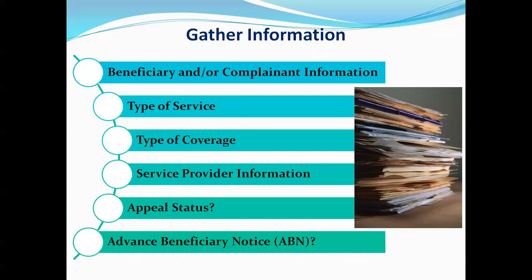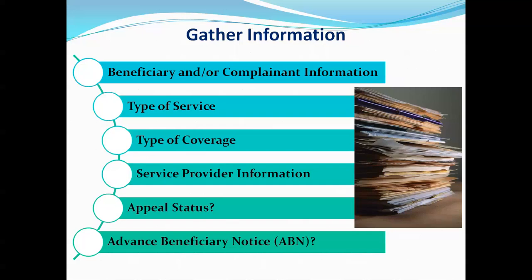If it's not the beneficiary, if it's a family member, caregiver, POA, anything like that, we need their information and contact information. What type of service was this concerning? What type of coverage do they have? Do they have original Medicare or do they have an Advantage plan? Because it depends on who we would need to contact. Sometimes we have to contact the Advantage plan.